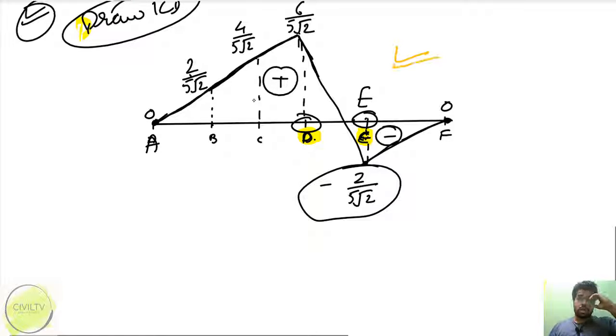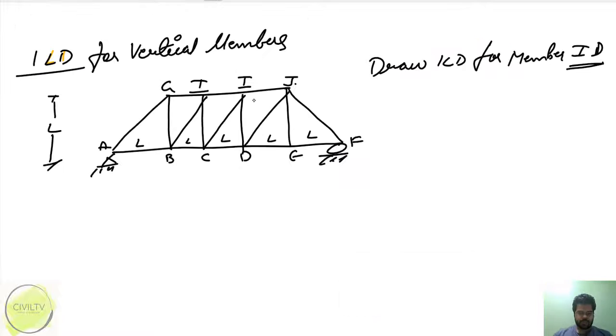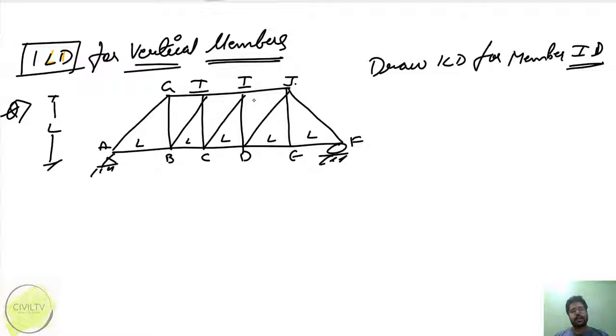So this is our final answer. All right, so with this we have completed the influence line diagram for the inclined members. All right, so let's start with the influence line diagram for the vertical members. Okay, so again we'll take the same question, and in this question we'll try to draw the influence line diagram for the member ID.